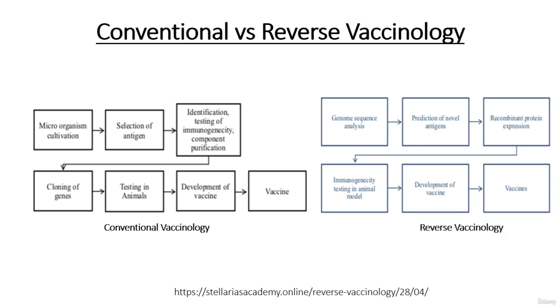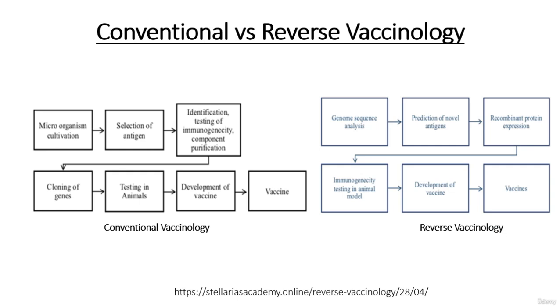Microorganism is cultivated, then antigen is selected, followed by identification, testing of immunogenicity of this antigen, and component purification. Next, the genes are cloned and it is tested in animals, and then there occurs development of vaccine. Whereas in reverse vaccinology, it's mostly a mix of dry lab and wet lab. Conventional vaccinology is a pure wet lab method.